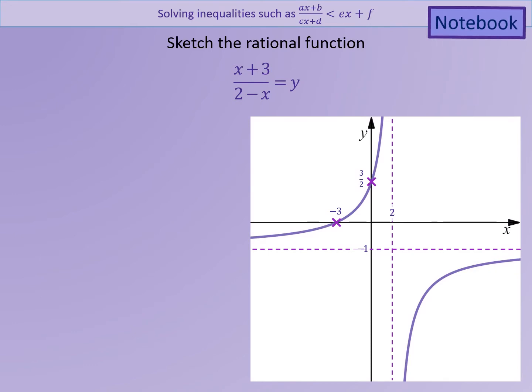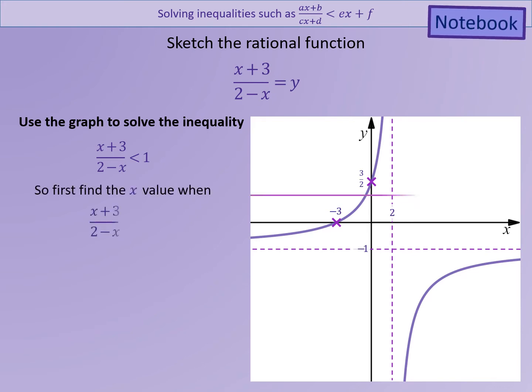So this is the graph of the function there. Now we're going to use this in order to solve this inequality: (x + 3)/(2 - x), where is that less than 1? If we draw on the line y = 1, we're actually going to solve these two simultaneously. And we work out where that point of intersection is on here, so this point just on the graph. We can do that by solving this equation. So here x is equal to minus a half.